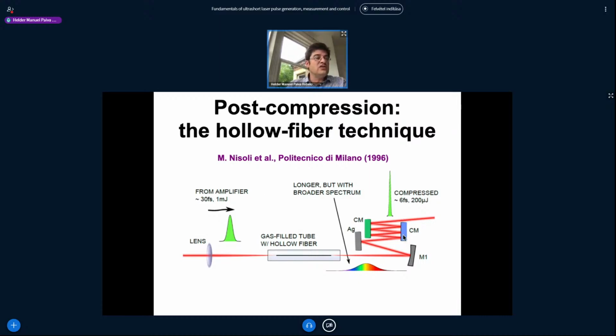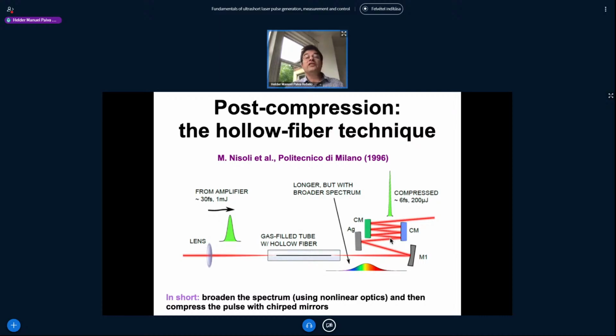And this is usually done using chirped mirrors. So in short, if you broaden the spectrum using nonlinear optics, which is something you can do if you have a sufficiently short pulse, then you can recompress the pulse and end up with really, really short pulses, which can be of a few femtoseconds in duration. And I will show you some of the results we can achieve nowadays using this technique.